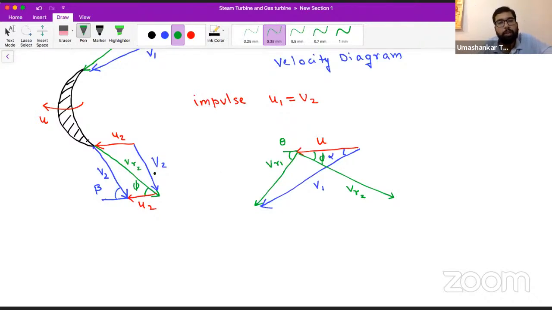Okay, just copy pasting from here and here. I am just doing the copy pasting. Is that right or wrong? Yes or no? So where is our V2 here? I must draw the V2 from the starting of U, as you can see in the exit velocity triangle. And if this angle is beta, certainly this angle will also be beta.